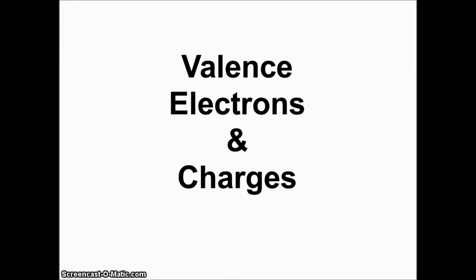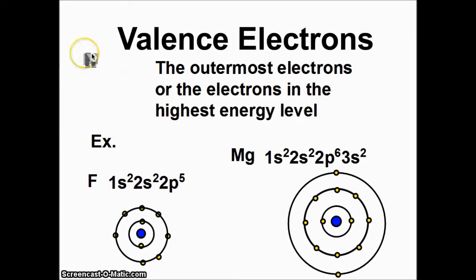So first let's review valence electrons. As we should know now, valence electrons are the outermost electrons, or the electrons on the highest energy level. I have two examples here that we can go over in two different ways. Looking at fluorine, this is the electron configuration. Just looking at the electron configuration, we can figure out how many valence electrons we have, because these are the electrons on the highest energy level.